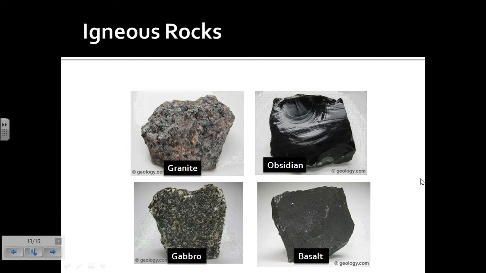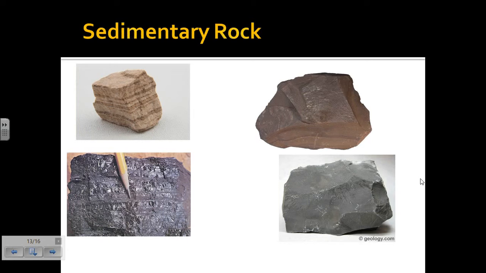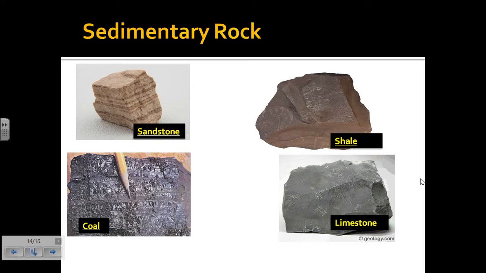Now, I'm going to start talking about some examples just so that you can have an idea of the type of rocks that come with each group. The first group I want to talk about is igneous rocks. Igneous rocks have several different examples. These include granite, obsidian, gabbro, and basalt rock. In the group of sedimentary rock, there are other examples. These include limestone, coal, sandstone, and shale.